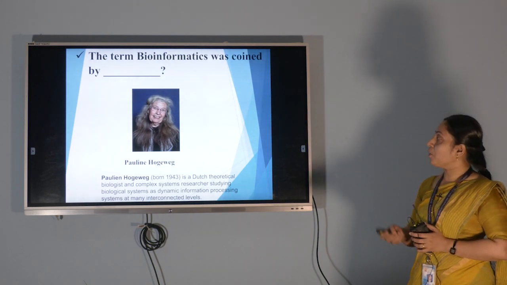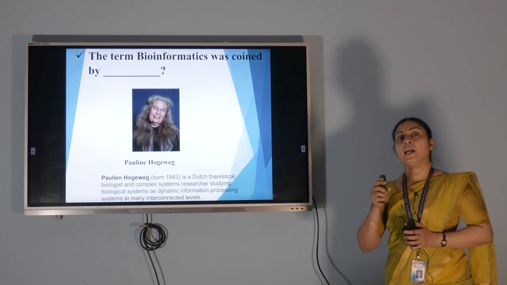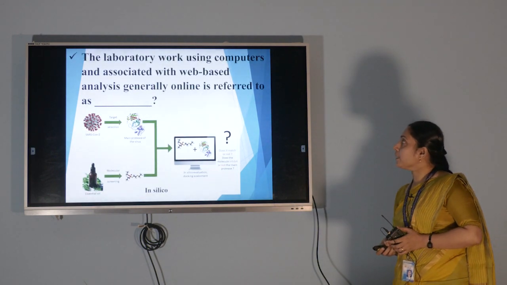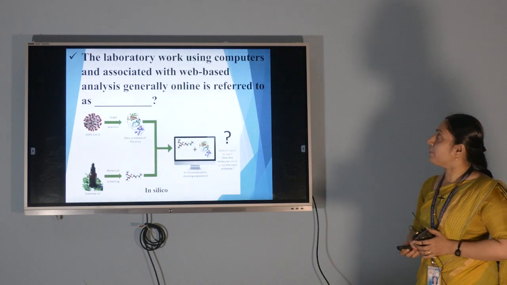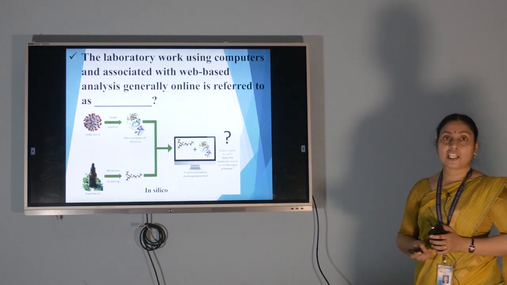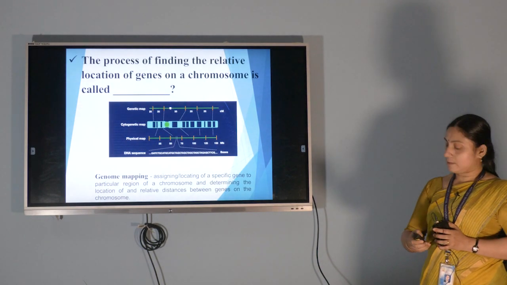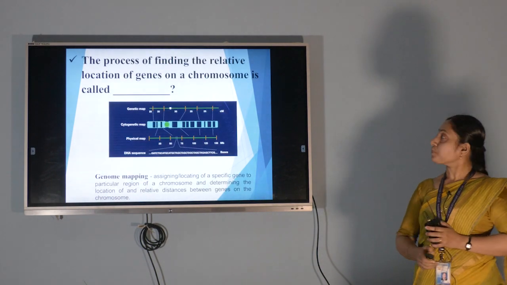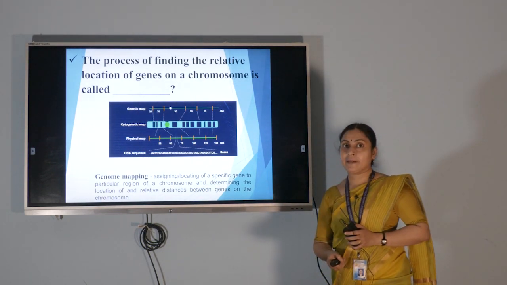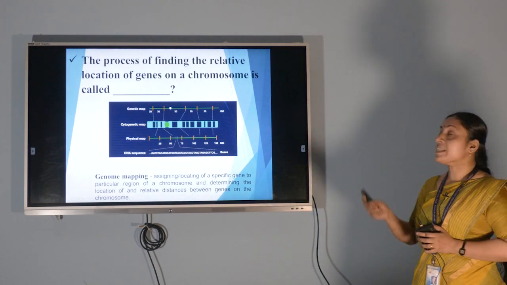The term bioinformatics was coined by Paulien Hogeweg. She is a Dutch theoretical biologist who studied complex systems related to bioinformatics. Bioinformatics is the combination of biology and computer science. The next question: laboratory work using computers and web-based analysis, generally online, is referred to as the in silico method. That is a computational method. Okay, the next one.